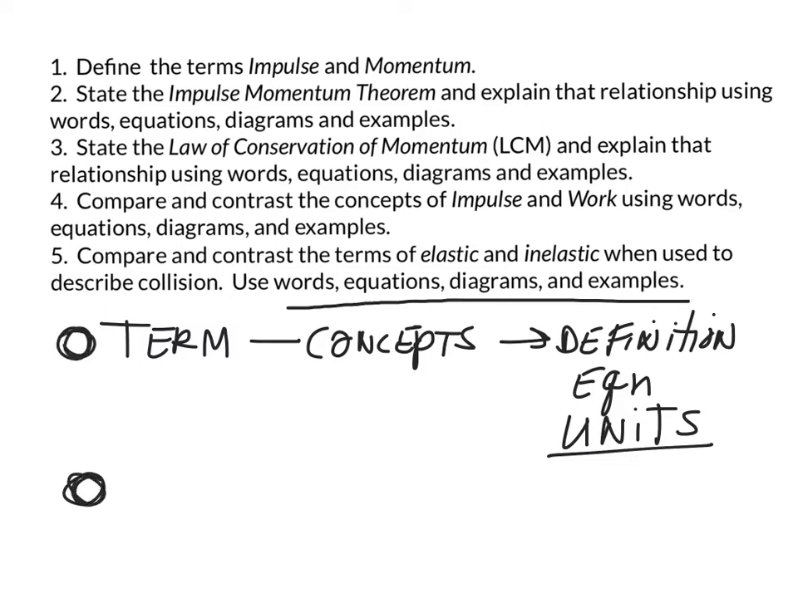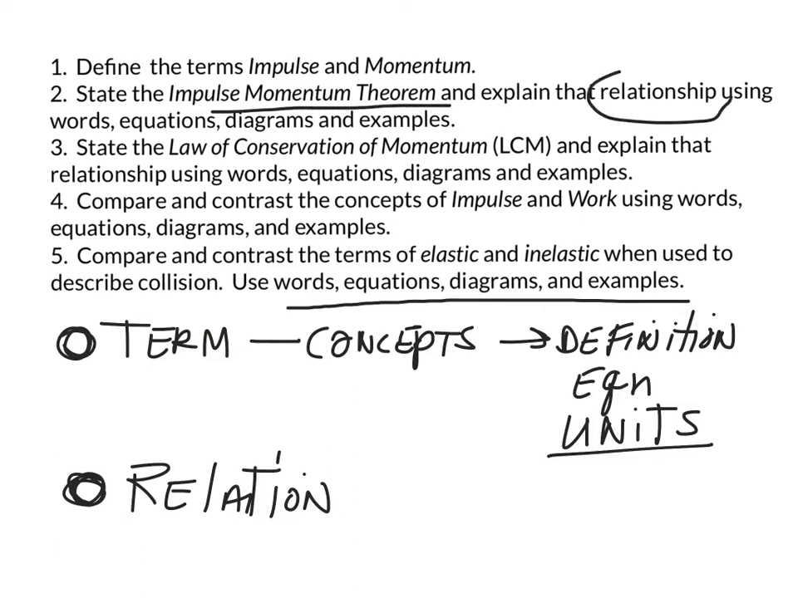The other item or situation is relationships. So this week, an important relationship is the Impulse-Momentum theorem. Right? And it's the relationship between 2 concepts. It's the relationship between impulse and momentum, and that relationship is that impulse is equal to the change in momentum. So that relationship is, in fact, an equation.